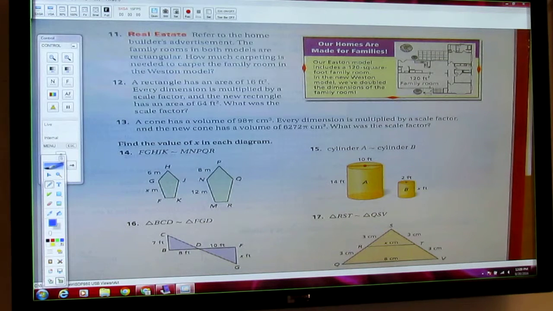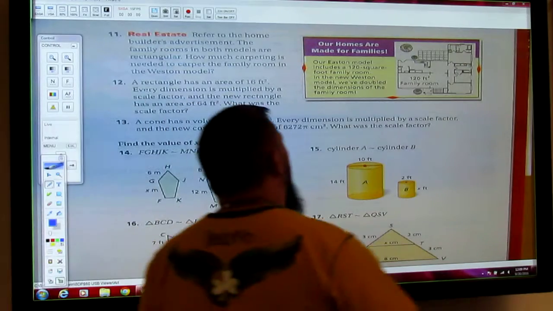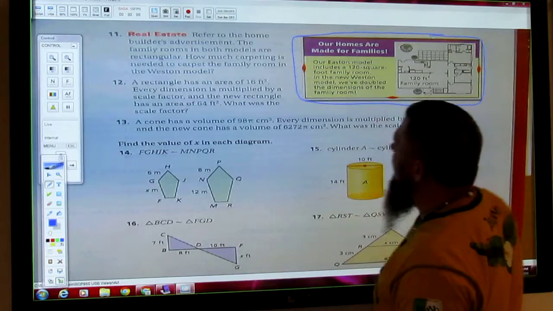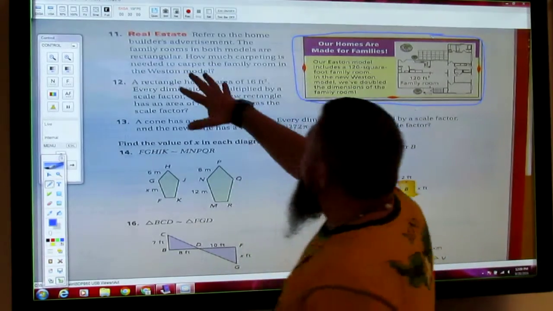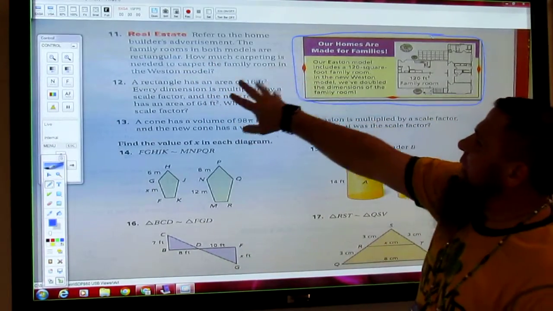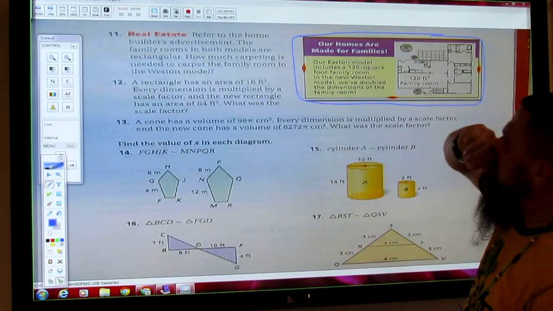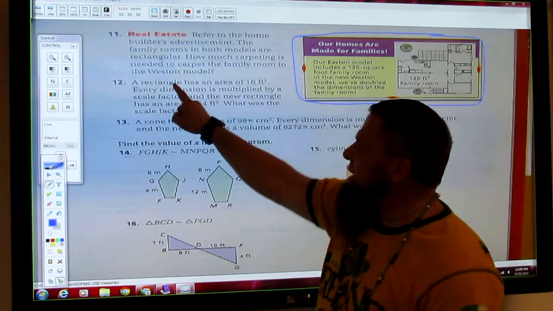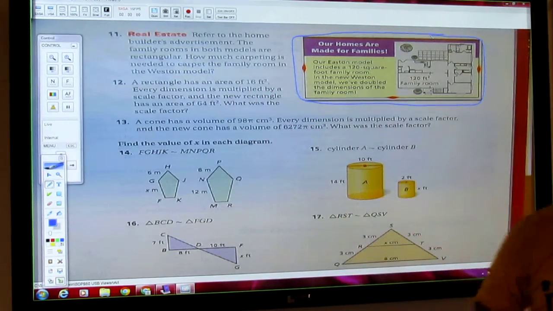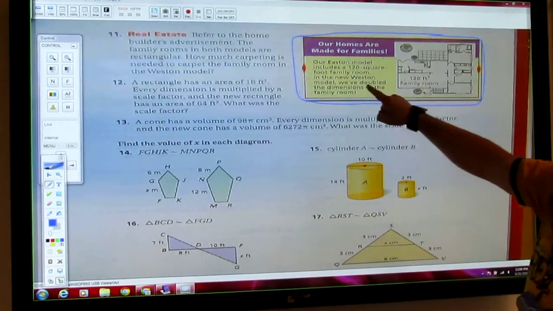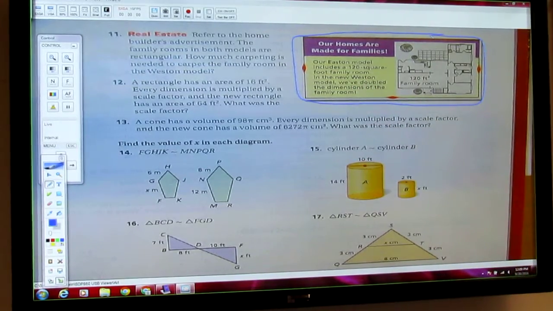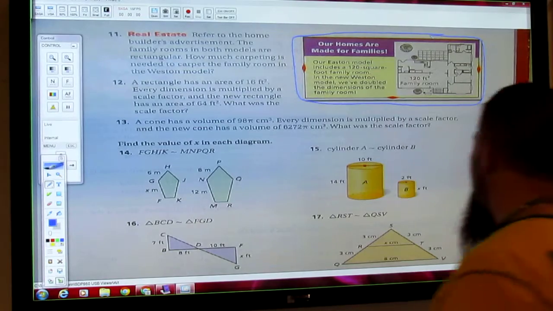All right. So, number 11 says refer to the home builder's advertisement, right here. It says that the family rooms in both models are rectangular. How much carpeting is needed to carpet the family room in the Western model? In the new Western model, we doubled the dimensions. All right.